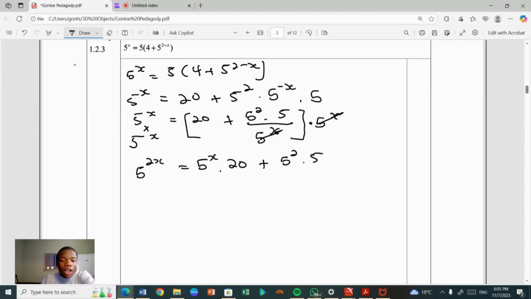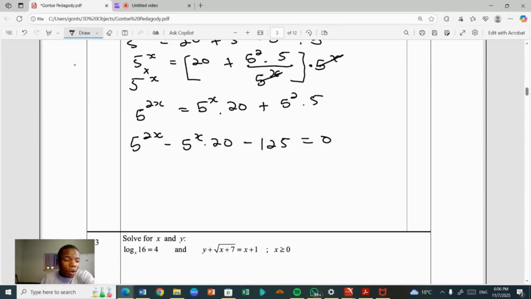Then from here, you just have to transpose everything to one side, right? To make it be in the standard form. It's 5 to the power of 2x minus 5 to the power of x multiplied by 20. Then if you transpose, it will be minus 5 to the power of 2 is 25. 25 times 5 is 125. So we'll have minus 125 is equal to 0. Then from here, you just solve for x, right?